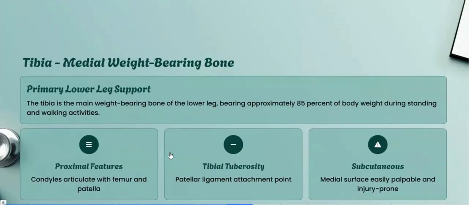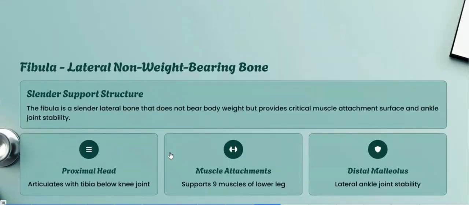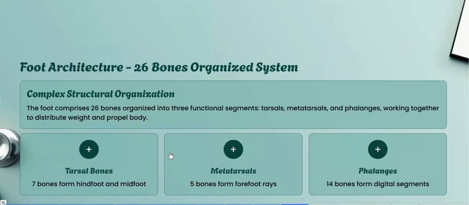Fibula. Now the fibula. Features: slender bone, located laterally, does not bear weight. Function: muscle attachment, stabilizes ankle. Parts: head, shaft, lateral malleolus. Exam tip: Fibula equals support, not weight bearing.